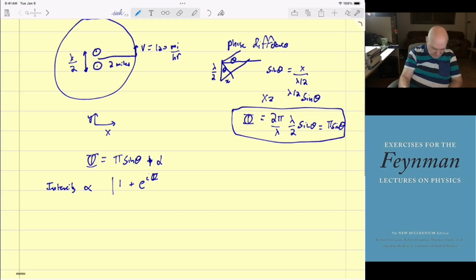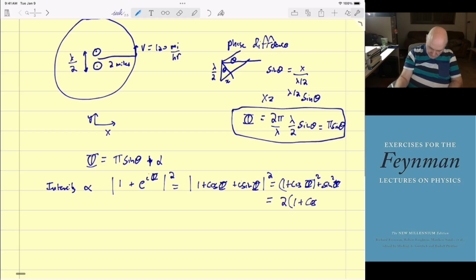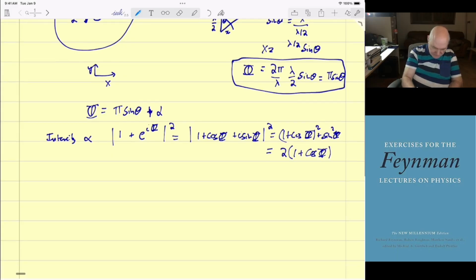Absolute value squared, which is equal to the absolute value of 1 plus cosine phi plus i sine phi, absolute value squared, is equal to 1 plus cosine phi squared plus sine phi squared, and this is just equal to 2 times 1 plus cosine phi. So that simplifies nicely. So we can write the intensity I.